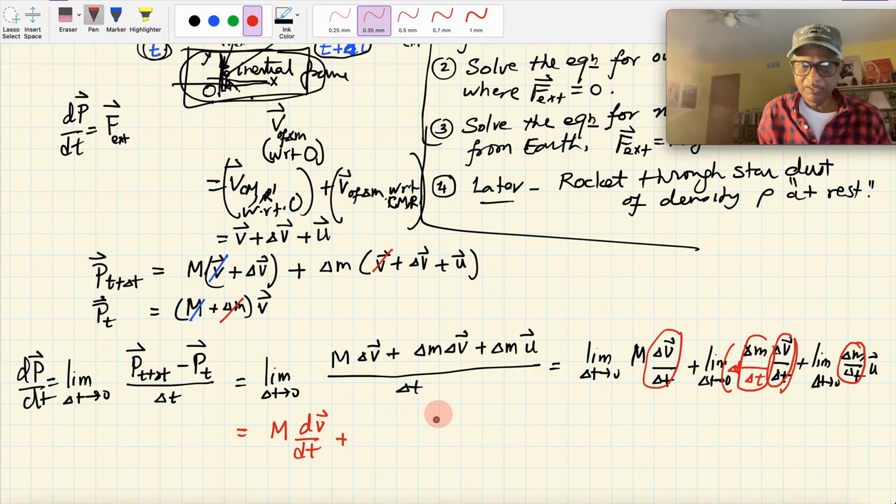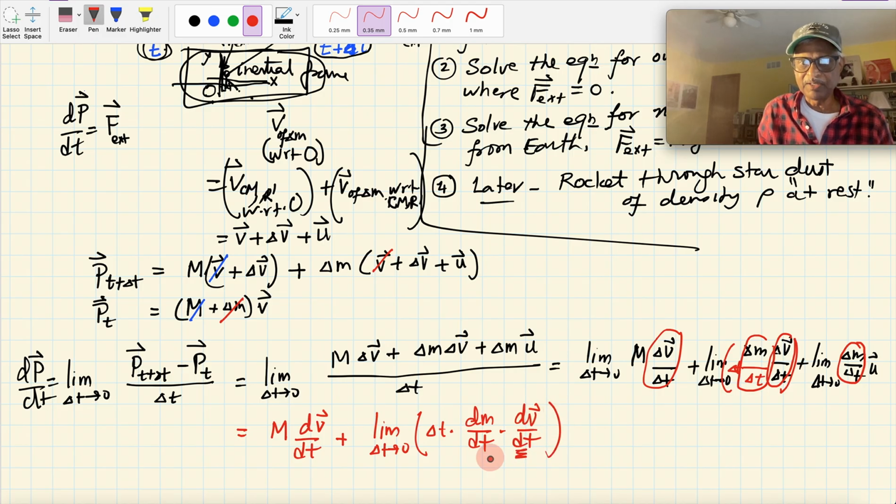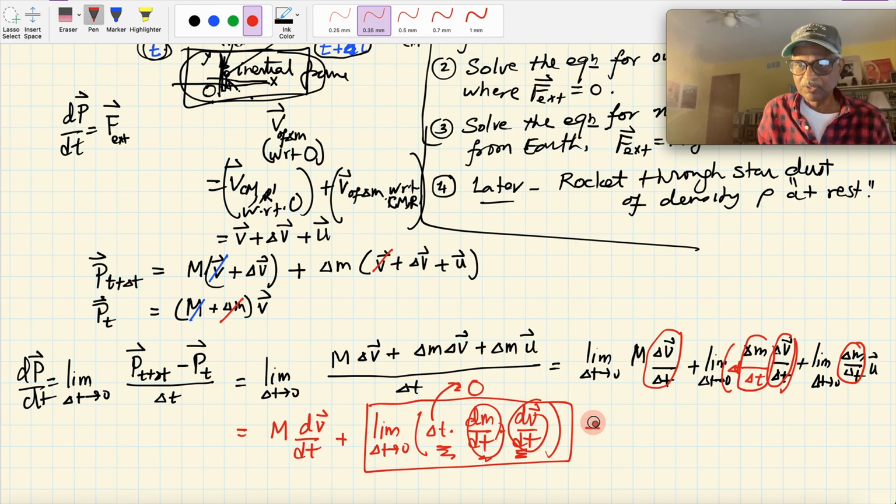And this one is pretty interesting. As delta t goes to 0, delta t times dm/dt, and the other is dv/dt. So these are all finite numbers, rates at which things are changing, finite. But this delta t is going to go to 0. So this whole thing, because of this, will go to 0. So the last term is dm/dt times u.